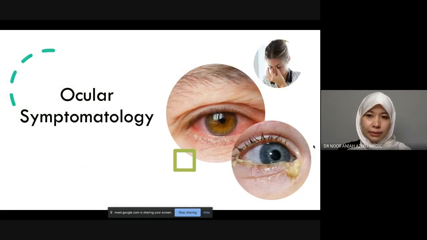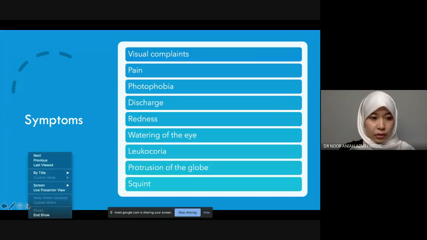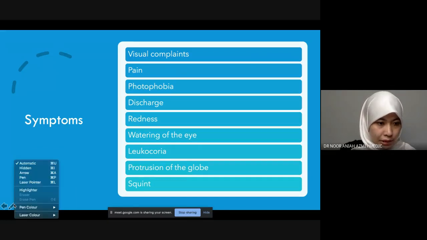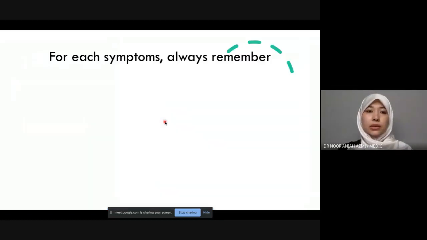Okay, so let's look into the symptoms that are related to the eye. We can divide them into two, whether the patient has a visual complaint or a non-visual complaint. The visual complaints, we will go into depth later. But the subsequent ones are the non-visual complaints. So the non-visual complaints are pain, photophobia, discharge, redness, and so on. Okay, so let's go into each one of them.